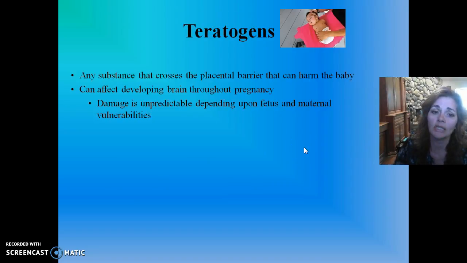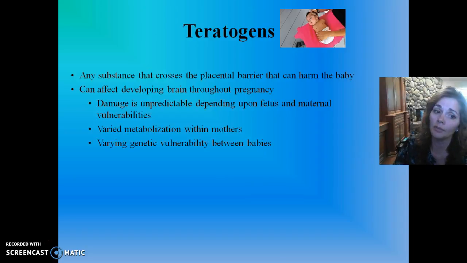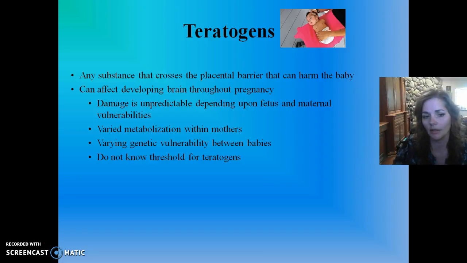Sadly, with teratogens, it's very unpredictable in that every fetus and every mom is very different. We each have our own unique vulnerability, and we all metabolize substances differently. So what might be safe for one woman may be terribly unsafe for another. Additionally, babies have their own individual variability, and they might be more genetically vulnerable than other babies. So if mom drinks with one baby and not the other, maybe that baby's affected but not the other.